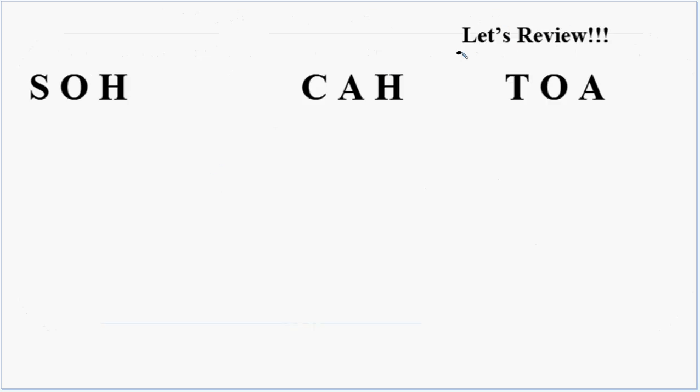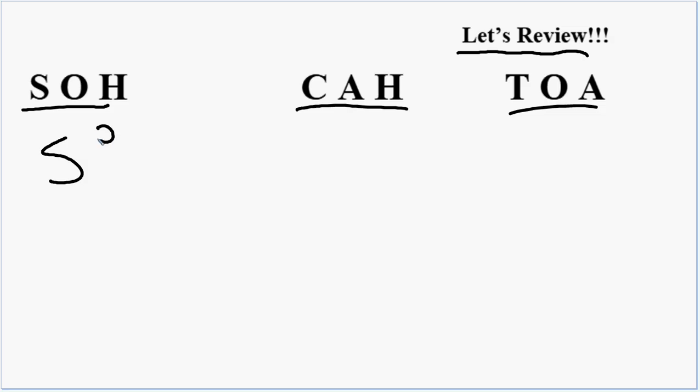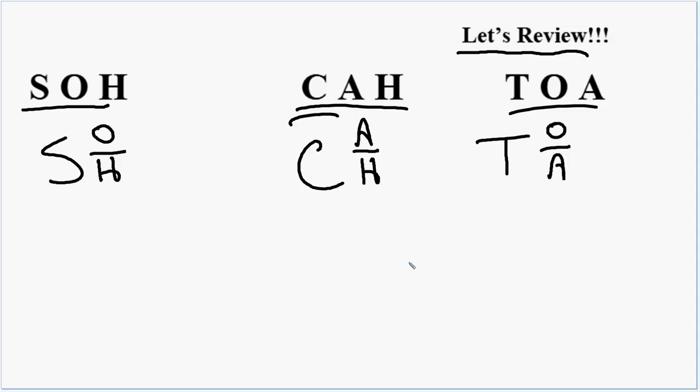All right, just a quick review here about SOHCAHTOA. Easy little phrase to remember. I like to write it like this. S is O over H. Sine is opposite over hypotenuse. Cos is the adjacent over the hypotenuse. And tangent is the opposite over the adjacent.